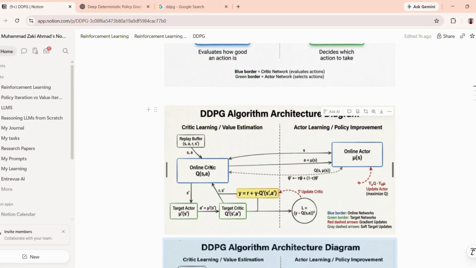What is the basic promise of the critic network? The critic network says that if you provide me a state S and an action A, I'm going to predict the Q value for this state action pair S and A. So the input of a critic network is S and A, and the output is Q of S, A.